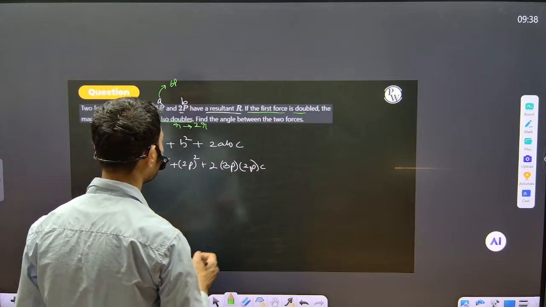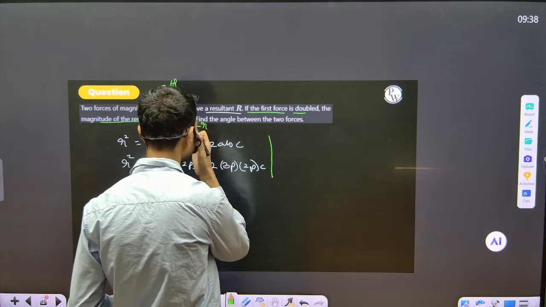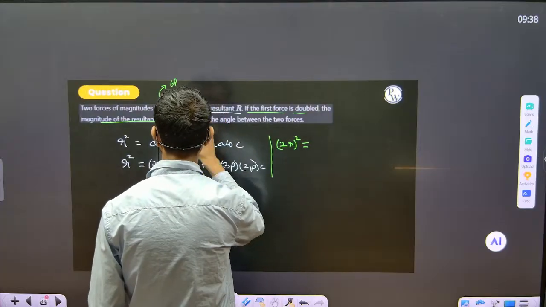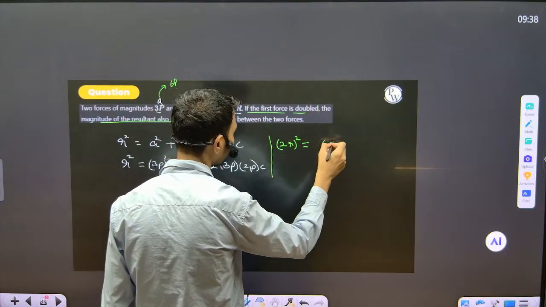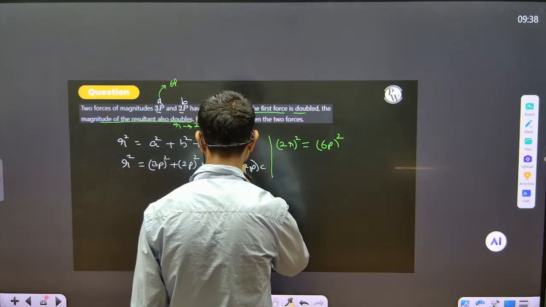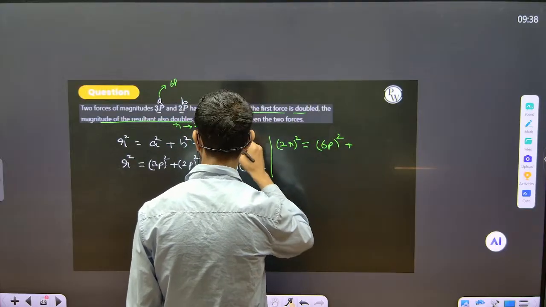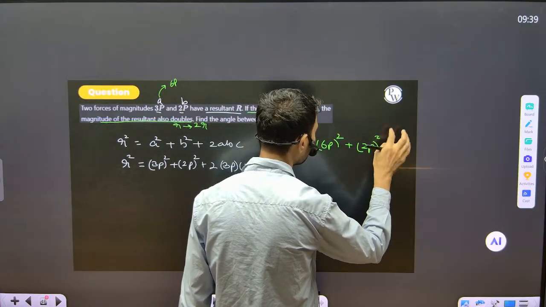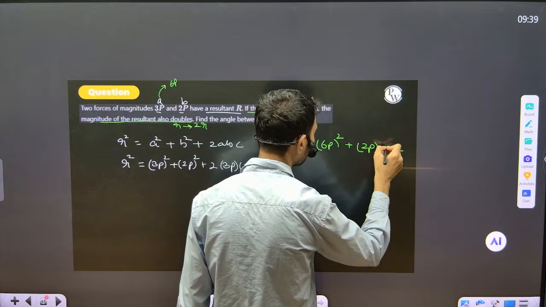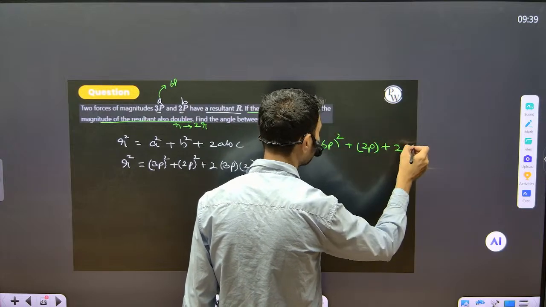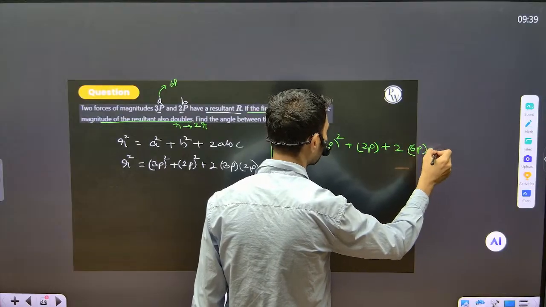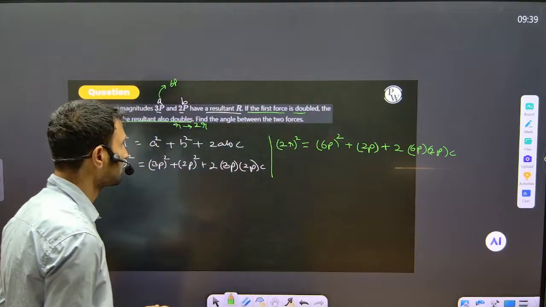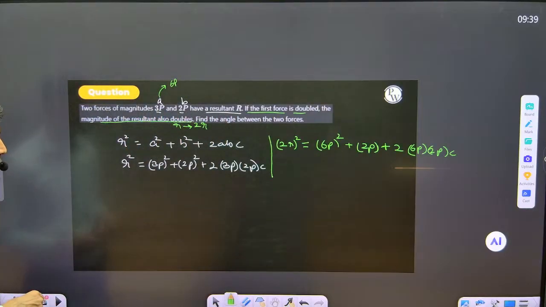So now what will be the equation in the second case? R becomes 2R, right? So I can write 2R whole square is equal to A becomes 6p whole square plus 2p whole square plus 2 into A into B, which is 6p into 2p into cos theta. Right? So this is what we get.